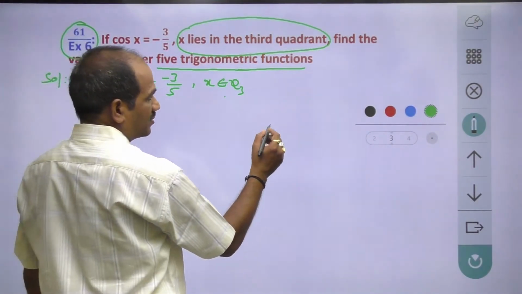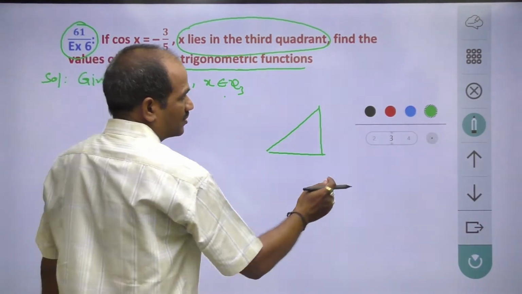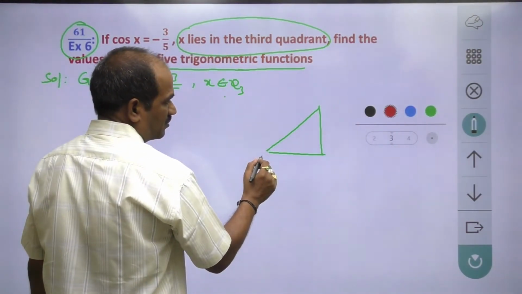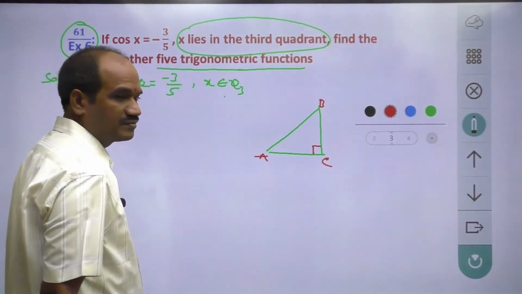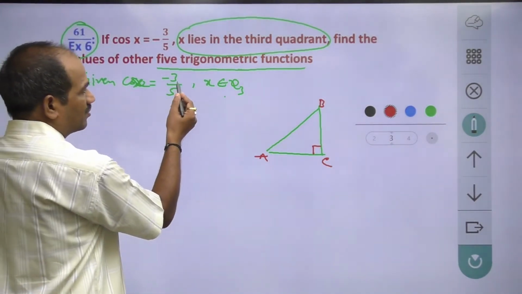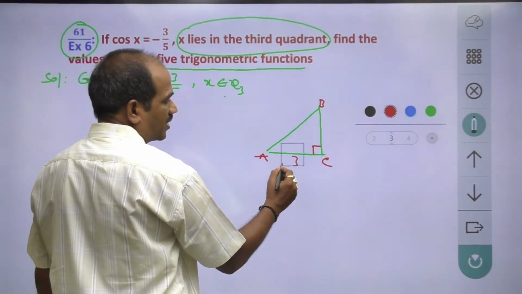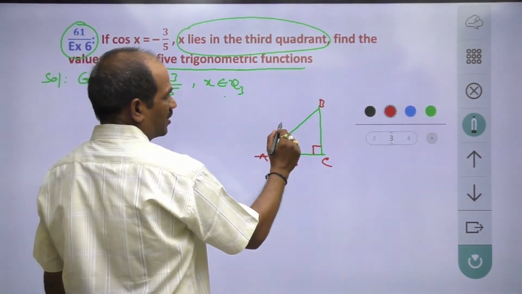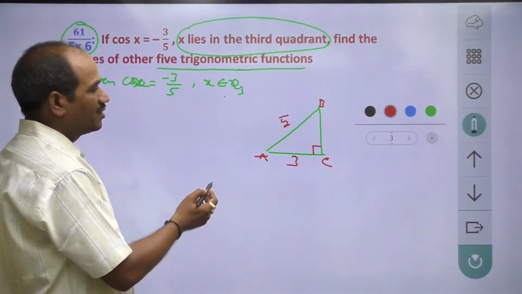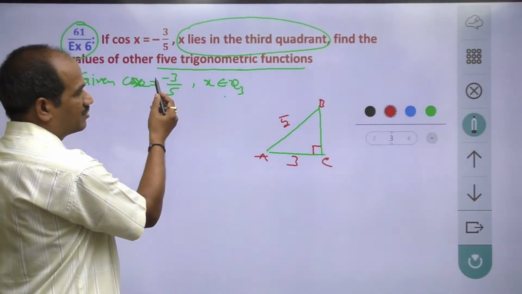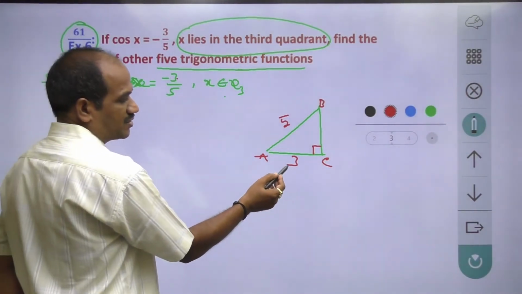So take a right angle triangle. In this right angle triangle, this is A, B, and this is C. So cos x is equal to adjacent side by hypotenuse. The adjacent side is 3 and the hypotenuse is 5. Here don't take minus, because x lies in the third quadrant, where cos x is a negative value. Don't take the sign; only consider these values 3, 5. So cos x is equal to adjacent side by hypotenuse.